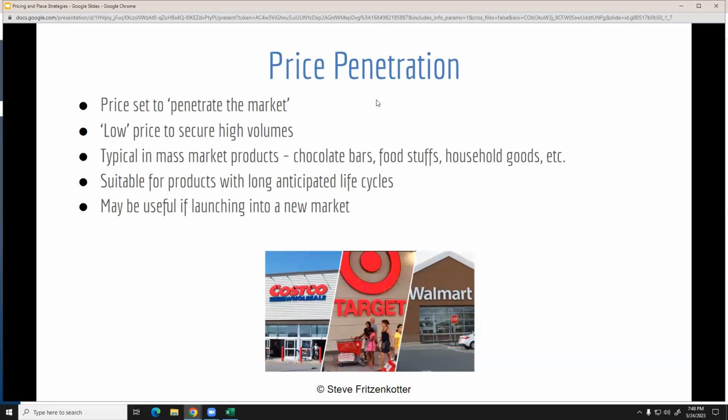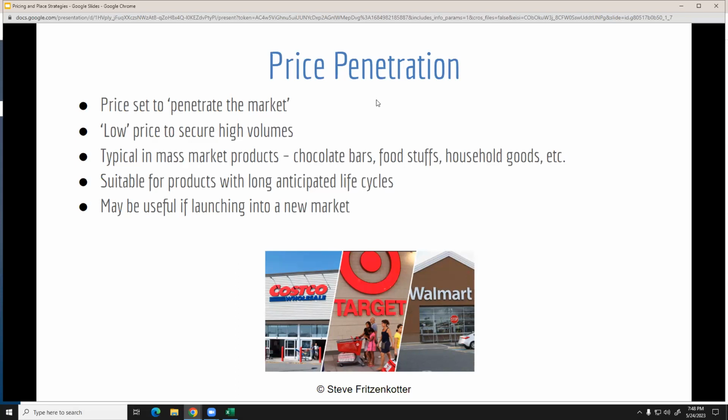Now we're going to get into a couple of pricing strategies. As we mentioned, cost does affect the price. Definitely, fixed and variable costs affect the price. But now we've accounted for that. Let's look at other strategies.